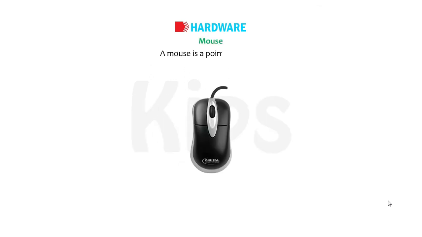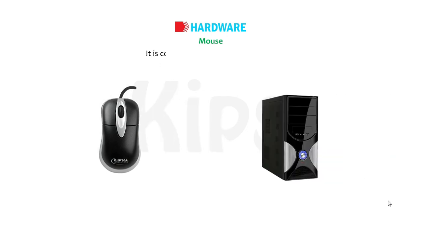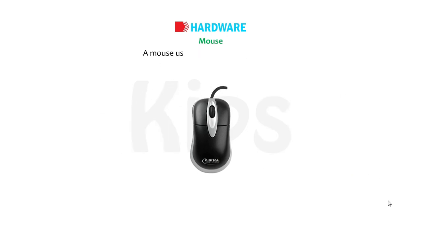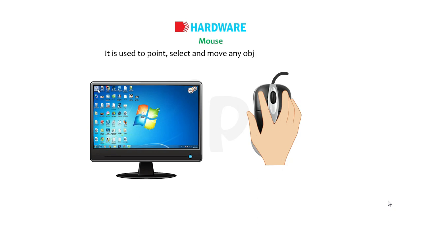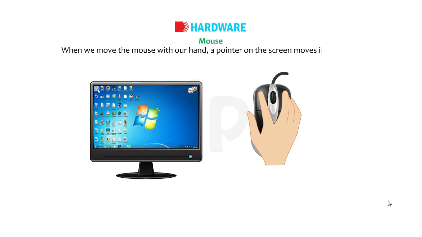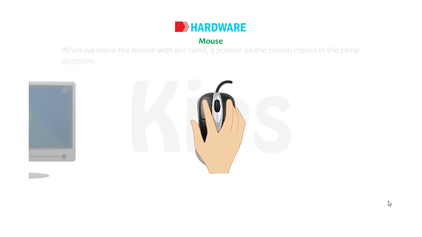Mouse. A mouse is a pointing device. It is connected to the CPU by a cable. A mouse usually has two buttons on it. It is used to point, select and move any object on the screen. When we move the mouse with our hand, a pointer on the screen moves in the same direction.